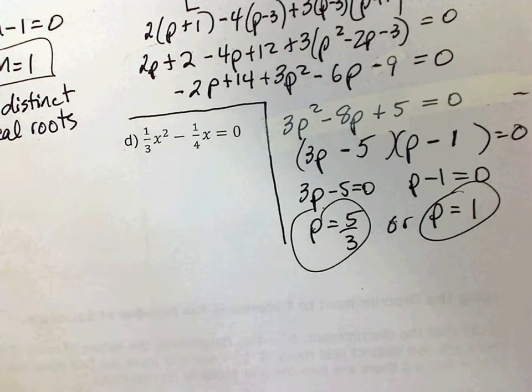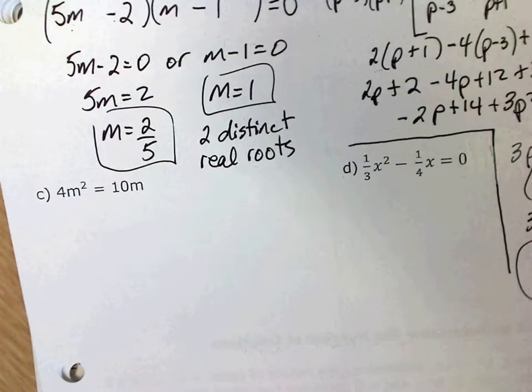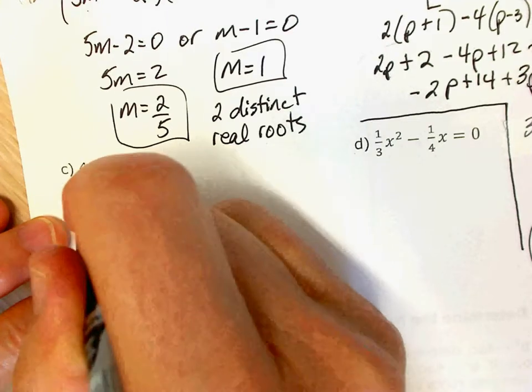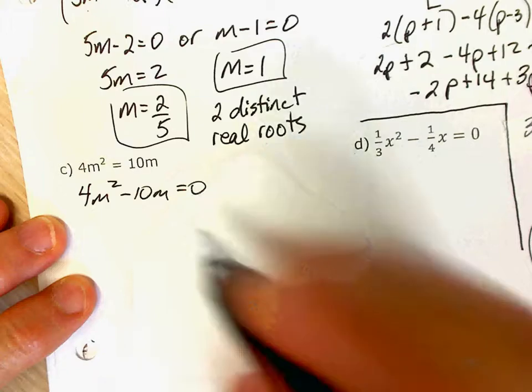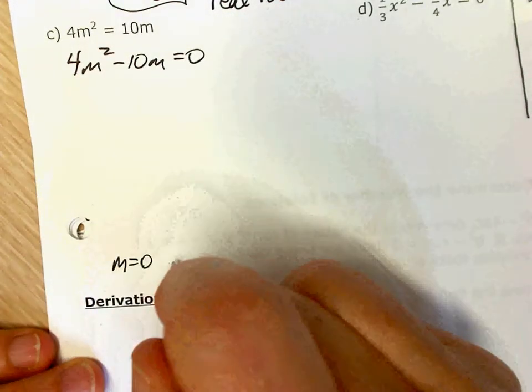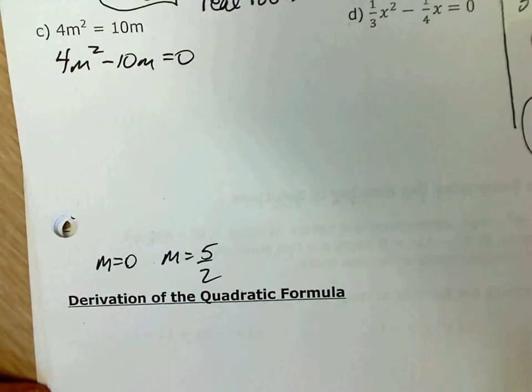Okay, I'm going to let you guys do this one. Just the hint is 4m squared minus 10m equals 0. You just factor that. The answers are m equals 0 or m equals 5 over 2. But let's do this one.